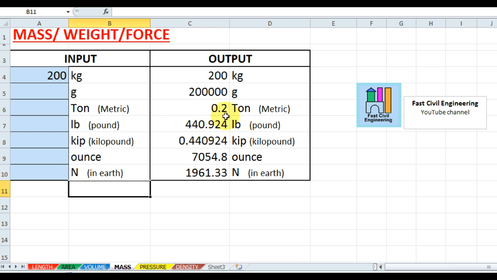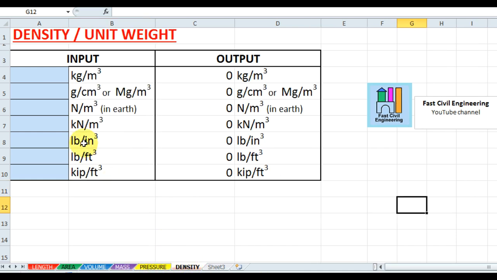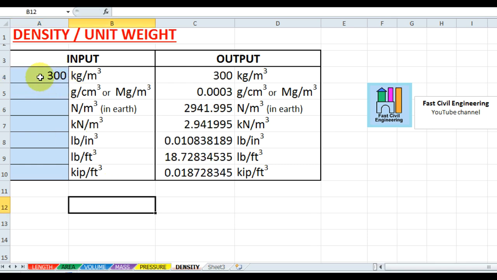200 kilogram is equal to 440.924 pound. 200 kilogram is equal to 7,054.8 ounce. 200 kilogram is equal to 1961.33 Newton. 300 kilogram per meter cube density is equal to 2.94 kilonewton per meter cube unit weight.